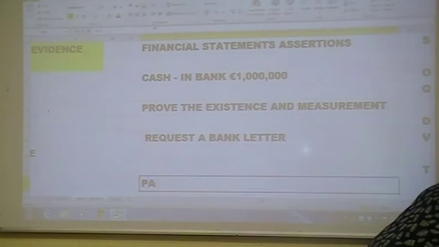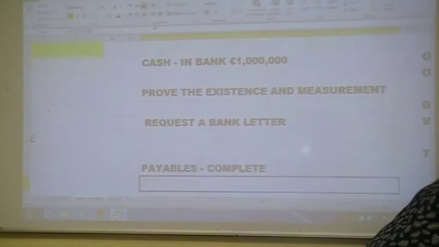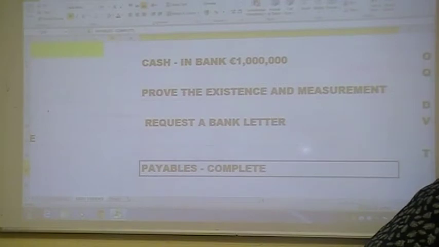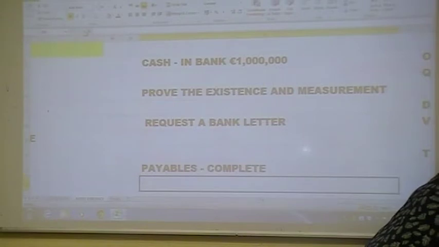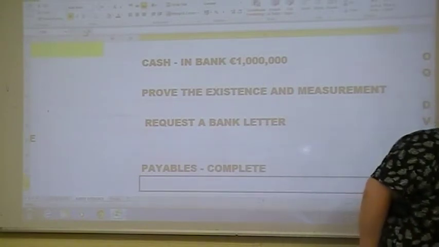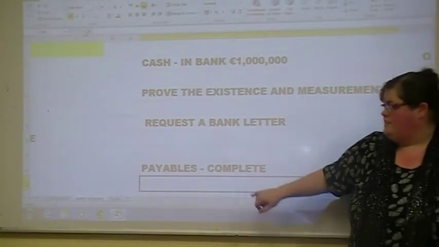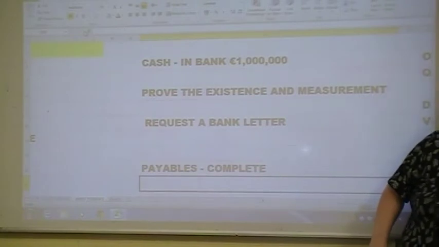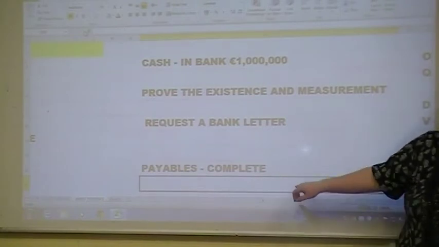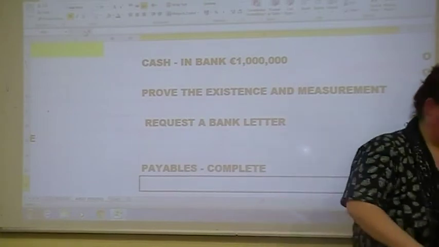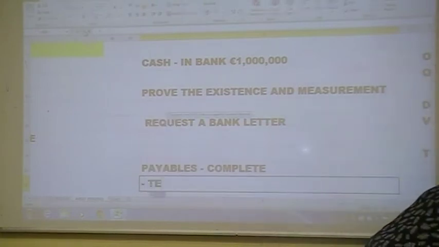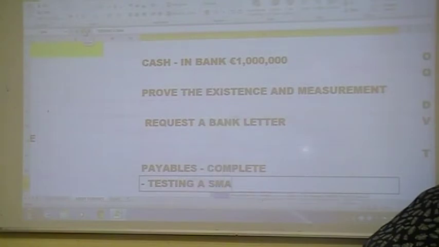And if we look at our payables, we can see are they complete? Or we would go for receivables. No, payables, yeah. And where would our third party be coming from for our payables? Letters from, and looking at our supplier statements. So we'd be testing a sample of the supplier statements.